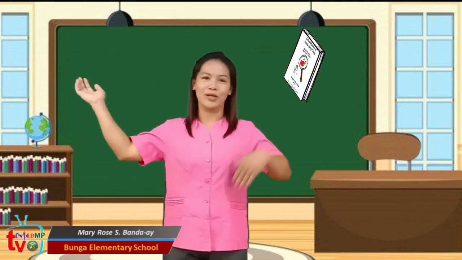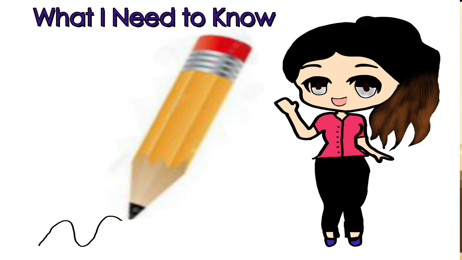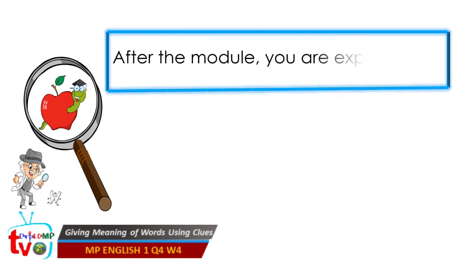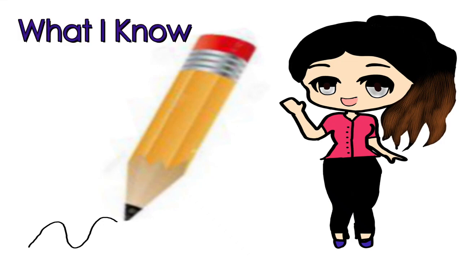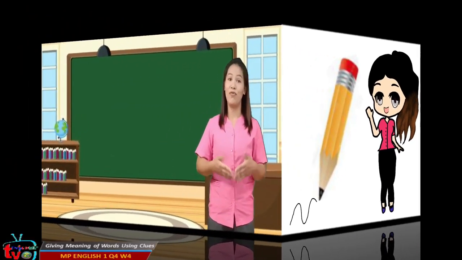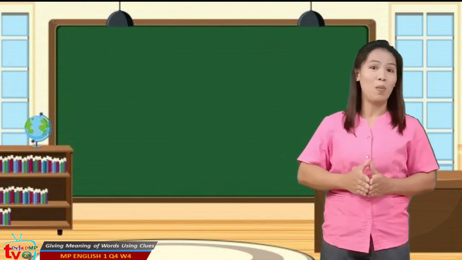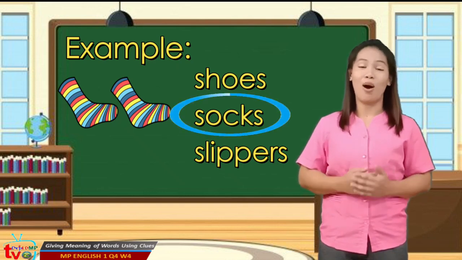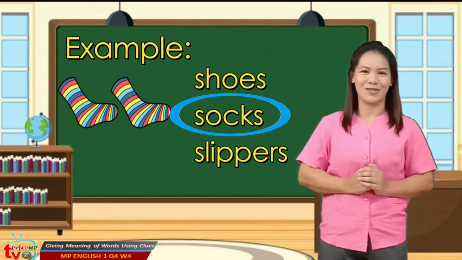Grab your pencil and your module in English 1 week 4 of today's quarter. After the module, you are expected to give meaning of words using clues. Before we proceed, let's try to do the activity under What I Know to see how much you know about your lesson today. Look at the pictures and encircle the word or group of words that goes with them. I will give you time to think of your answer.